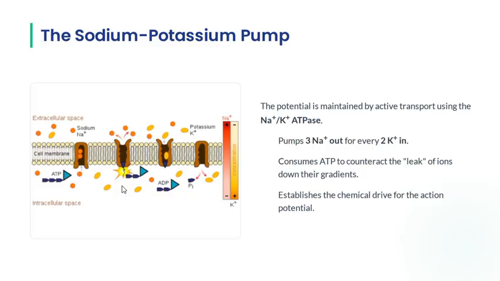Okay, so the potential is maintained by active transport using the Na+/K+ ATPase, and this pumps out 3 Na+ for every 2 K+ that goes in. This consumes ATP to counteract the leak of ions down their gradients, and this establishes the chemical driver for the action potential.